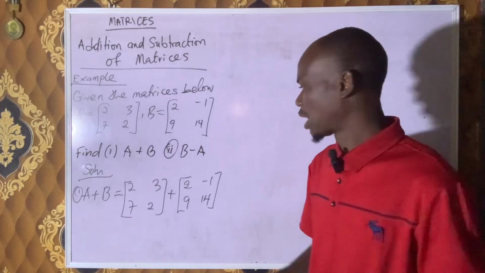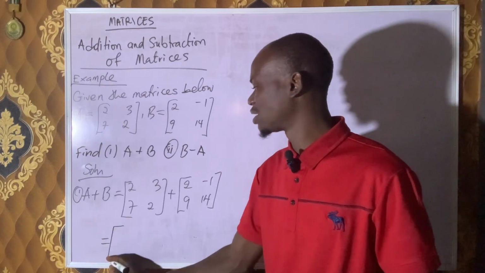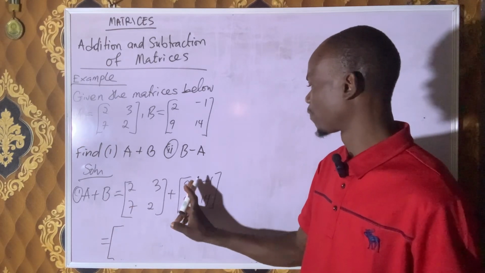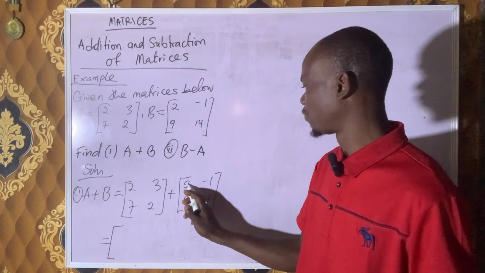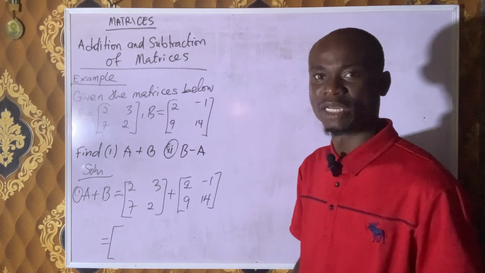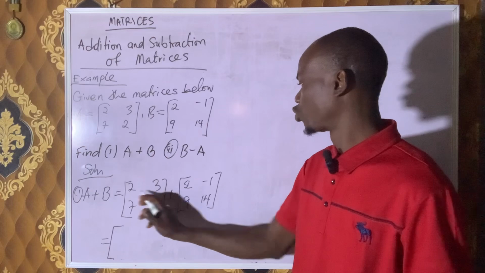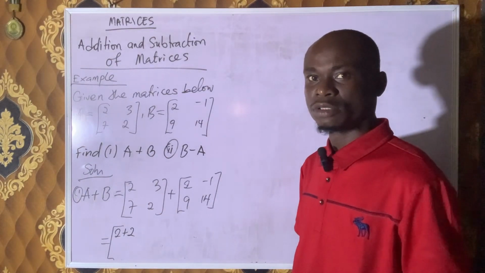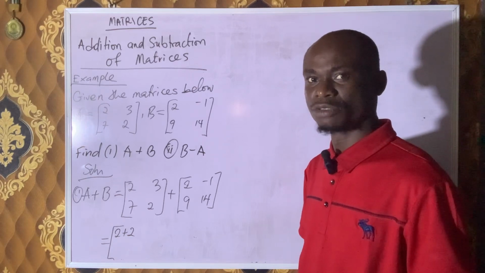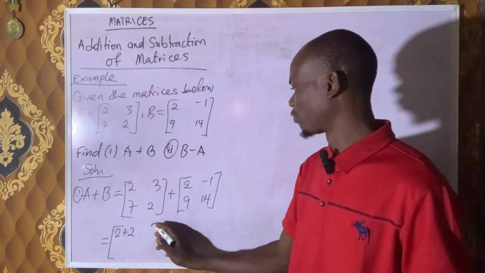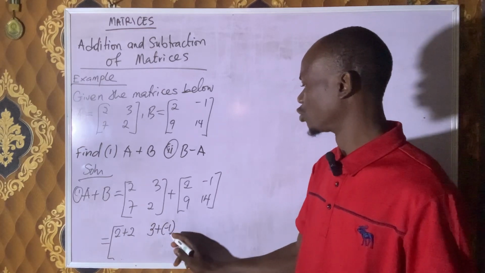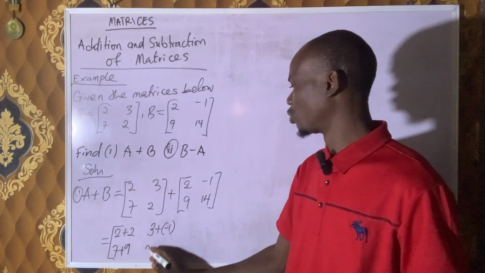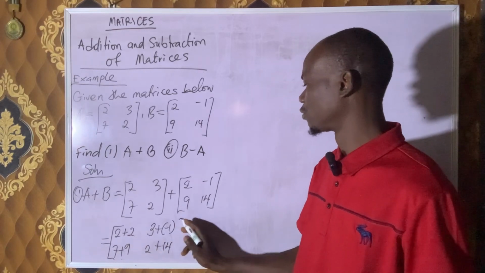So in addition and subtraction of matrices, you consider corresponding elements. That's the first element in the first matrix plus the first element in the second matrix, and that is 2 plus 2. That's what we mean by adding the first two elements in each matrix. You do that for the second element, we have 3 plus minus 1. Next we have 7 plus 9. And finally we have 2 plus 14.